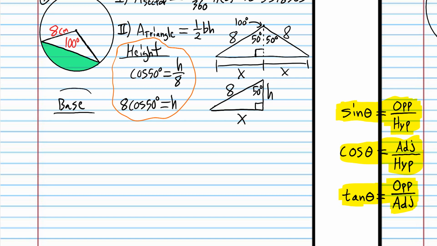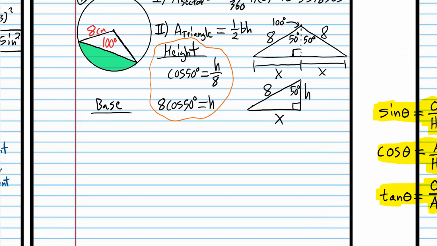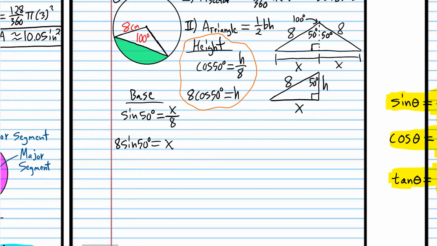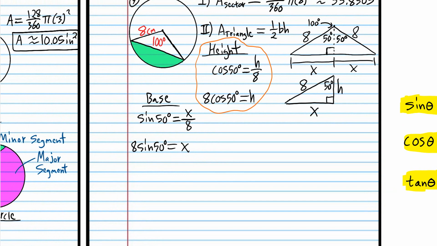Now over here, it's all about finding the base. So we're going to use sine to find the base. So sine, because using 50 degrees as a reference, we have the opposite side and the hypotenuse. So we have sine 50 degrees is equal to the opposite side over the hypotenuse. And multiply both sides by 8, and we get 8 times sine 50 degrees, and that is x. That's not the base. Okay, we have to keep going in order to find the base.